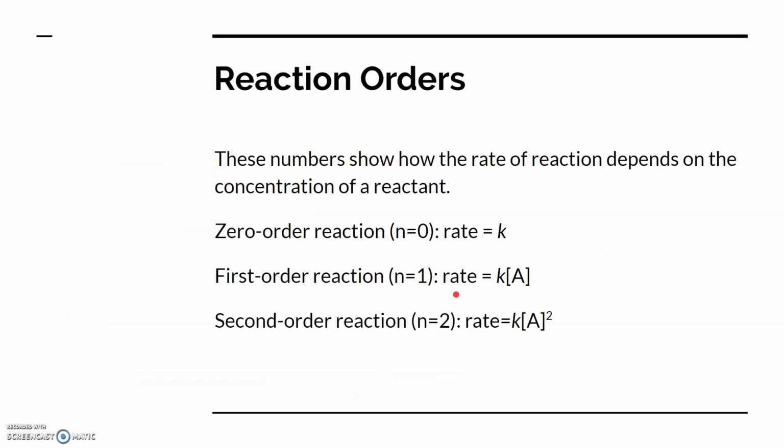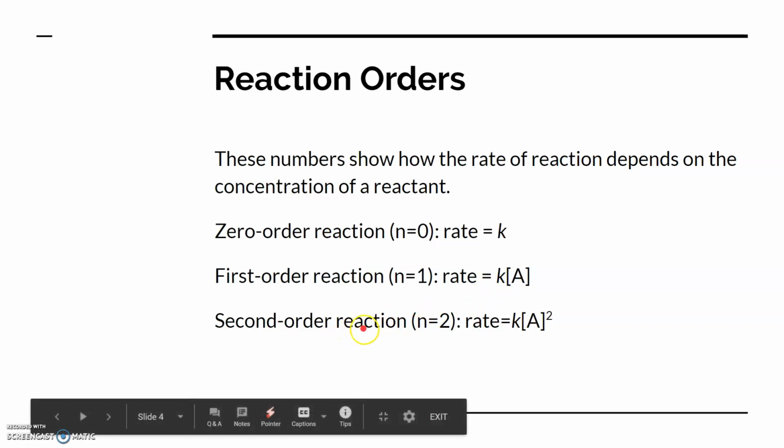Reaction orders. These numbers show how the rate of reaction depends on the concentration of reactant. For a zero-order reaction, the rate is independent of concentration. For a first-order reaction, the rate changes proportionally with the change in concentration. For a second-order reaction, as the concentration increases, the rate will increase by the square of the concentration.